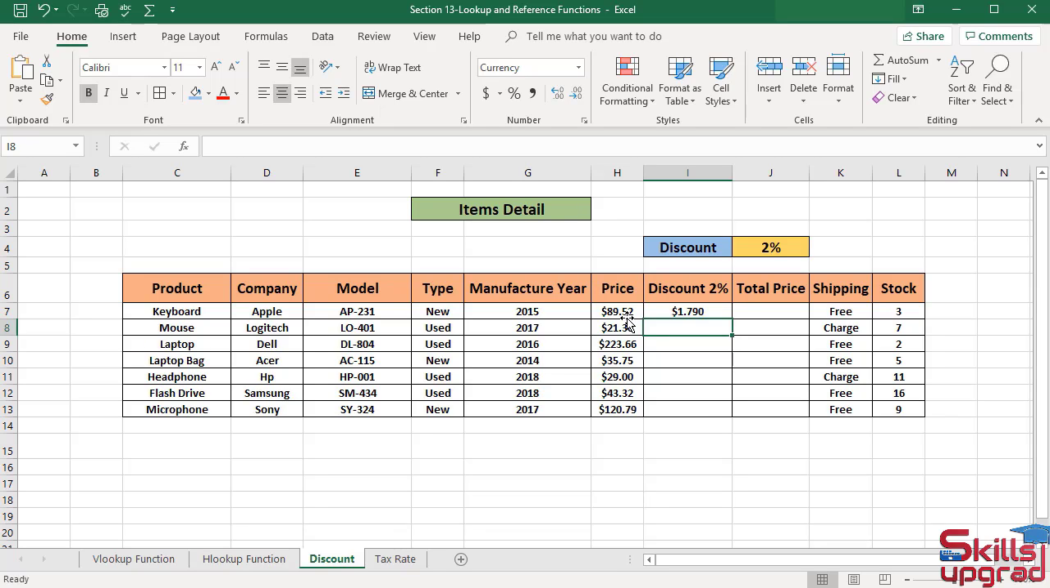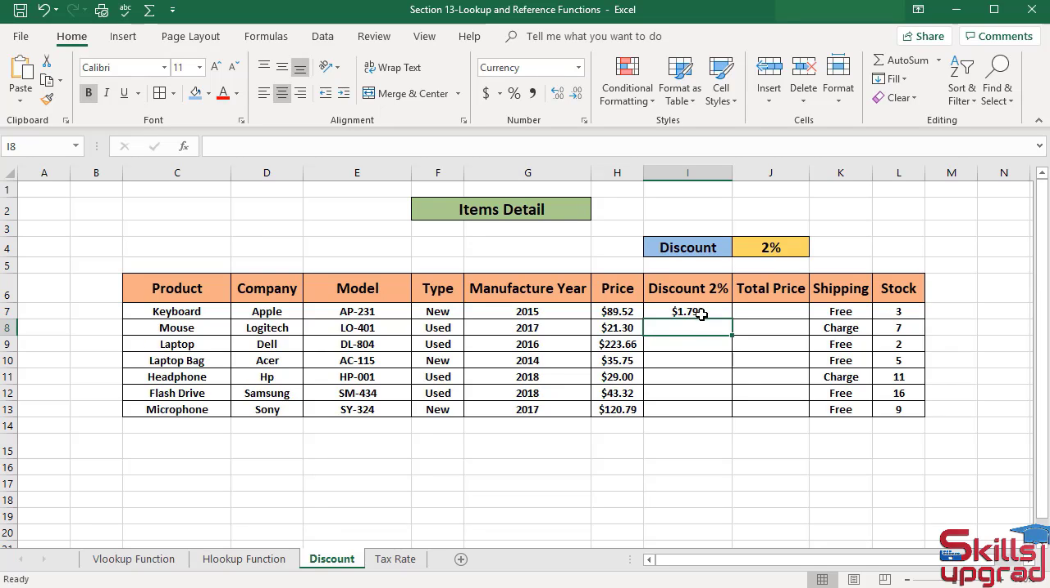If you have entered 2% in a cell with percentage symbol, you don't need to divide by 100. Delete this cell value. Enter equal sign. Click cell reference size 7. Enter multiplication operator. Click cell reference J4. Press enter. You have the same result as before.